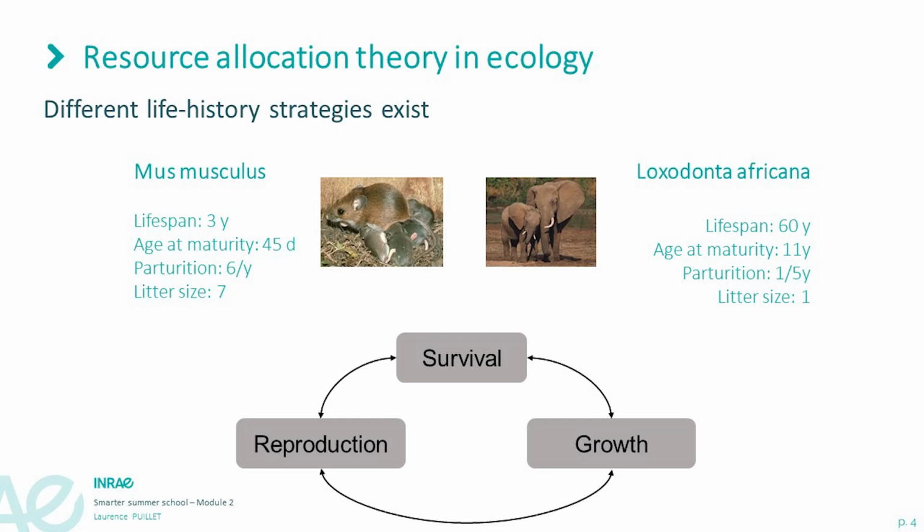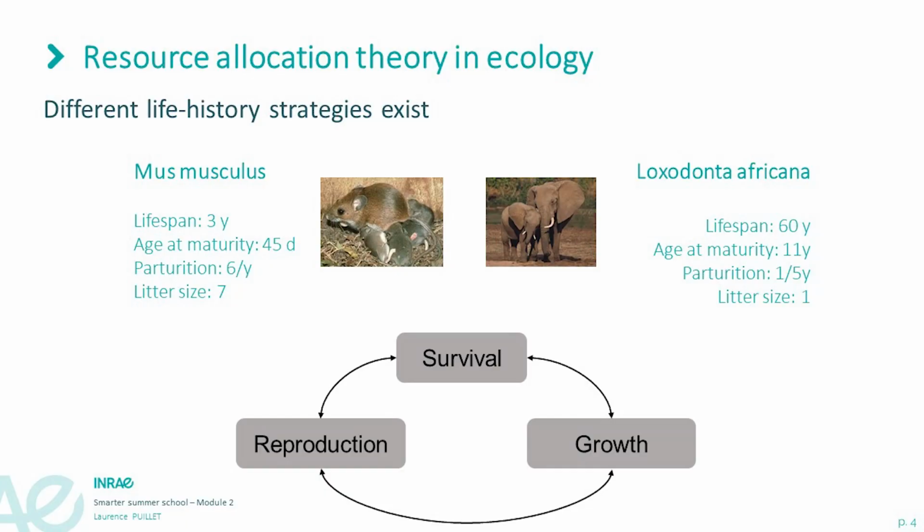It's very basic, but if you did a bit of biology in your degree, that's what is in the natural environment. And we can see that for the mouse, lifespan is short, age at sexual maturity is earlier, and there are a lot of parturitions per year with a high litter size. While for the elephant, it's more or less the opposite. It's a big animal with a long lifetime, late age at maturity, not so many parturitions per year, and only one progeny per parturition.